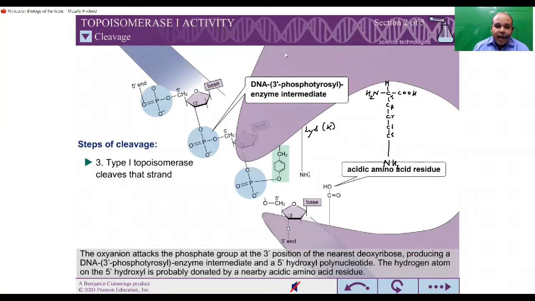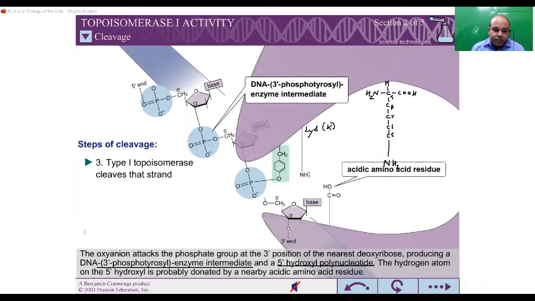ये जो इंटरमीडिएट यहाँ पर बन गया है बेटा, इसका नाम क्या है? This is the 3' phosphotyrosyl intermediate that has been produced, and this is the intermediate that is going to react further and form another molecule that is referred to as 5' hydroxyl polynucleotide. तो यहाँ पर ये दूसरा मॉलिक्यूल बनाएगा जिसका नाम है 5' hydroxyl polynucleotide.